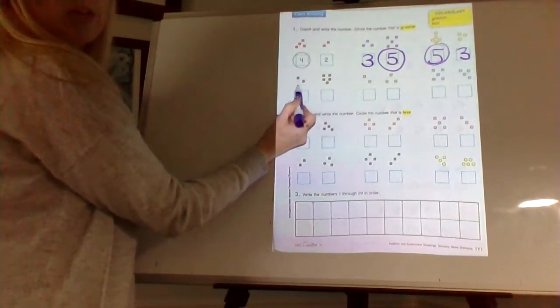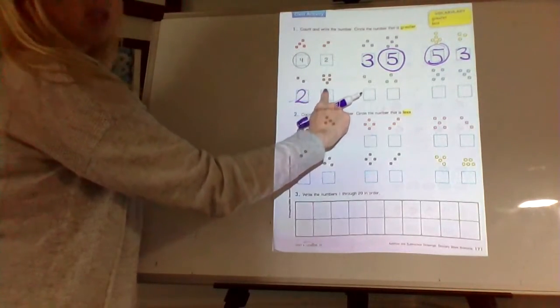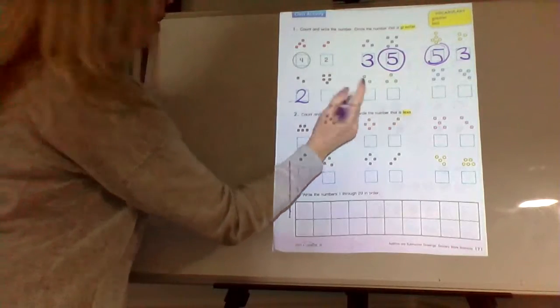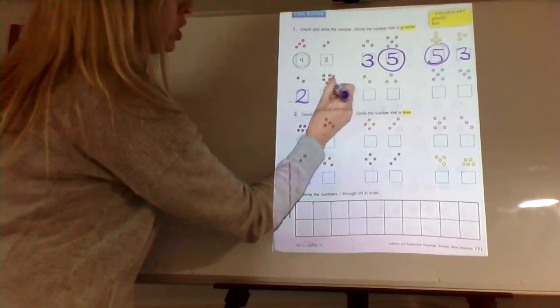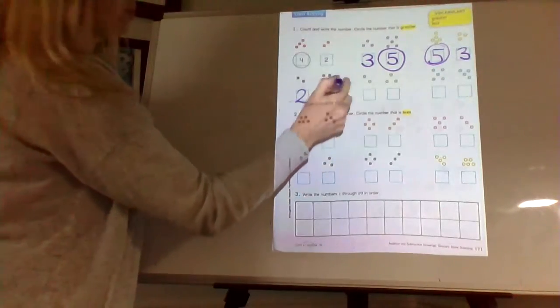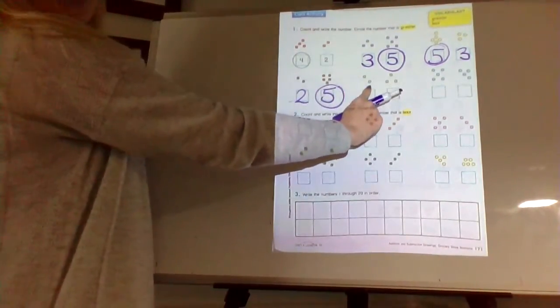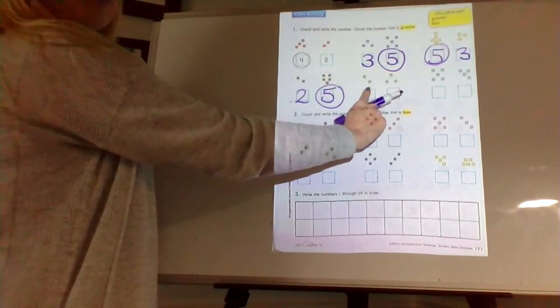Okay, coming down here. How many in the first set? 2. How many in the second set? 5. Which number is greater? Which number has more? 2 or 5? 5.